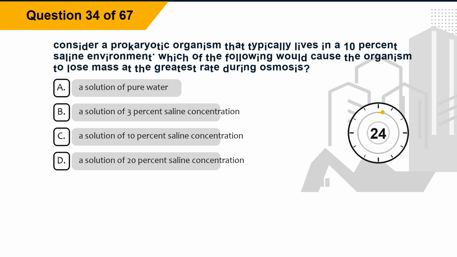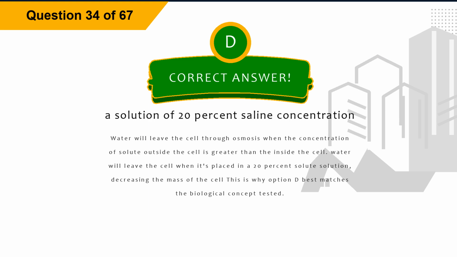Question 34. Consider a prokaryotic organism that typically lives in a 10% saline environment. Which of the following would cause the organism to lose mass at the greatest rate during osmosis? Option A, a solution of pure water. Option B, a solution of 3% saline concentration. Option C, a solution of 10% saline concentration. Option D, a solution of 20% saline concentration. The correct answer is option D, a solution of 20% saline concentration.